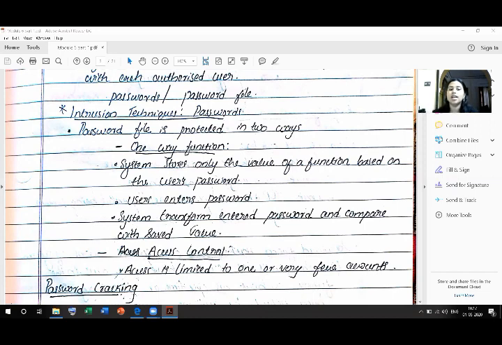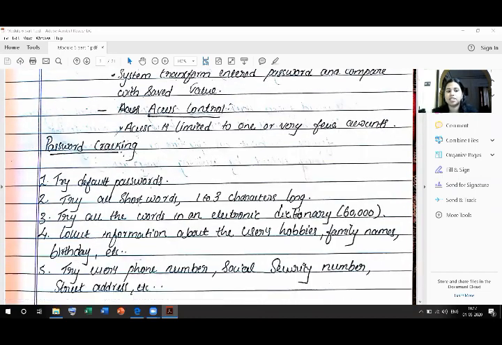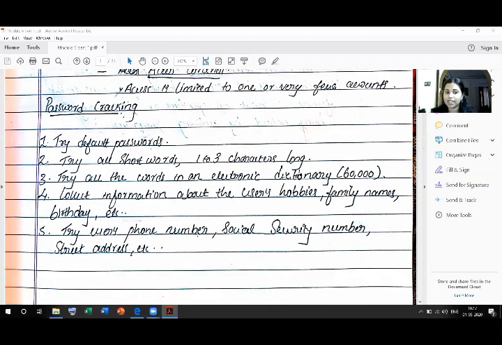Next one is password cracking. Password cracking means the attackers try default passwords. They use it to crack the passwords by setting default passwords, and they type all short words, like 1 to 3 characters long. Try all the words in an electronic dictionary. Collect information about the users, such as hobbies, family names, birthdays, etc. And they try users' phone numbers, social security numbers, and street addresses.